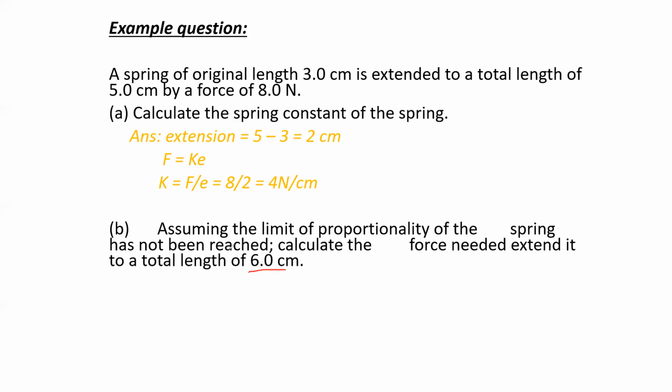So the question is how much force is needed so we can make the length 6 centimeters. Originally the spring is 3 centimeter. This is a continuation of the question. Originally it is 3 centimeter, then we want to make it 6 centimeter long. We need this force F, and the K is already known. K is 4 Newton per centimeter, that's fixed. How much is the extension here? If we want to make the original 3 centimeter spring 6 centimeter long, what is the extension here?